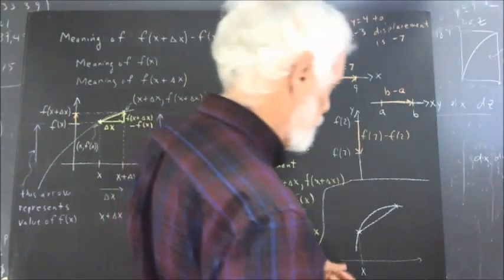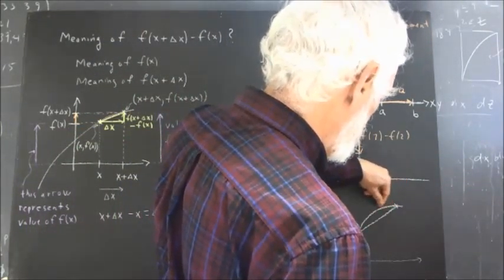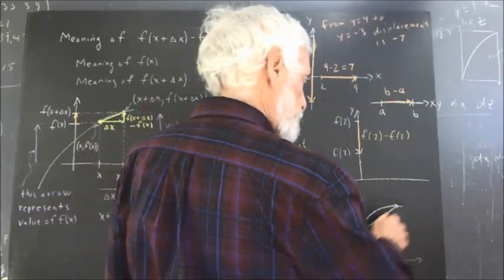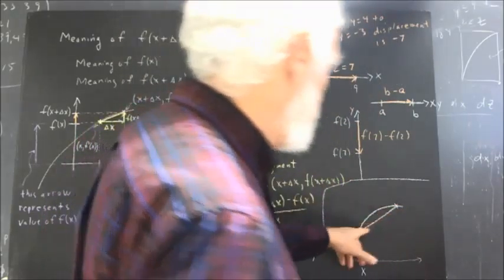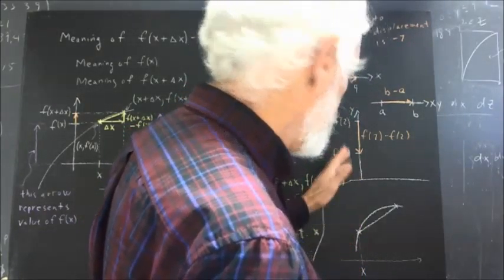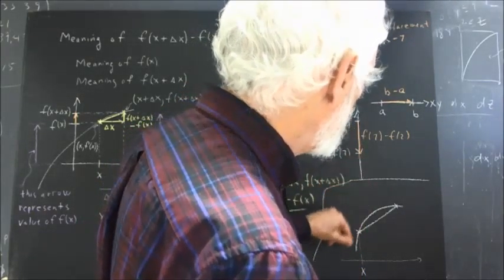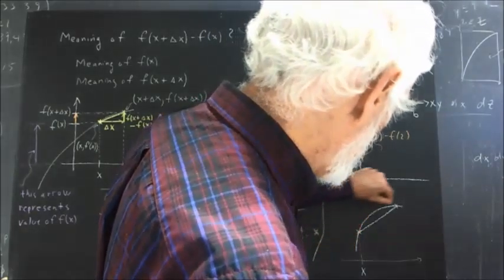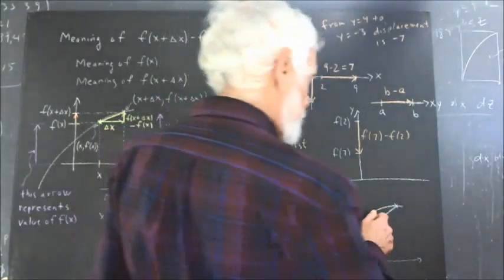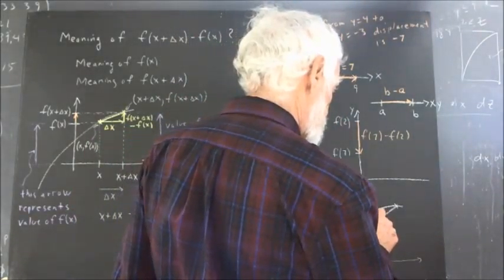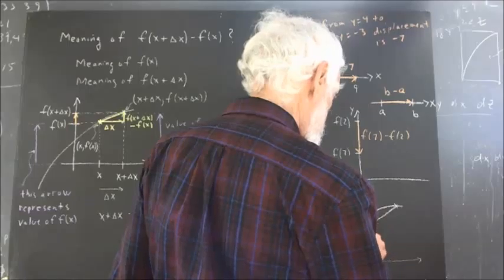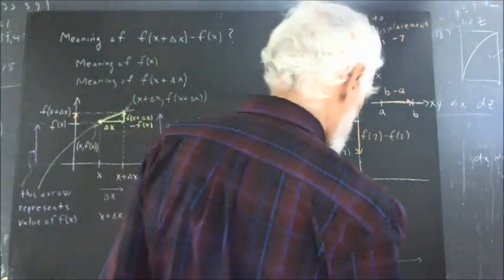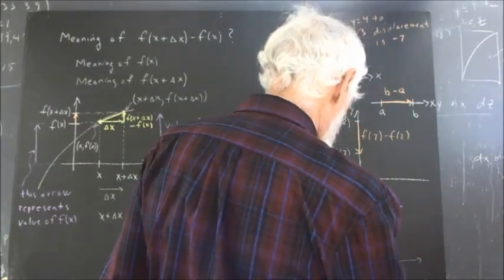But what we want to show is that as we move along the curve closer and closer to this point, this segment has a slope that approaches that of the tangent line at this point, the line tangent to the curve at this point. So if I draw a point, let's say here, there's the segment. If I draw a point here, then I get a segment here.